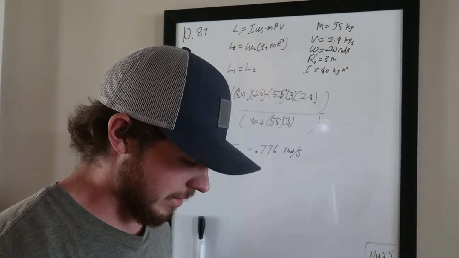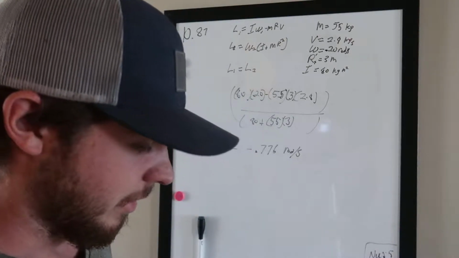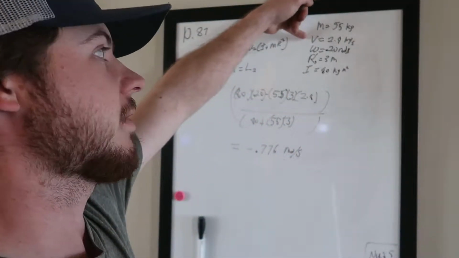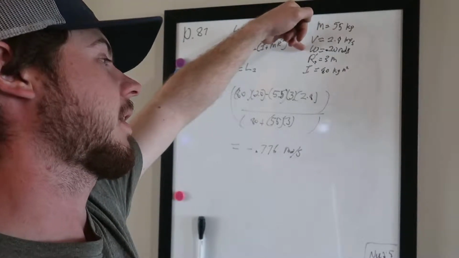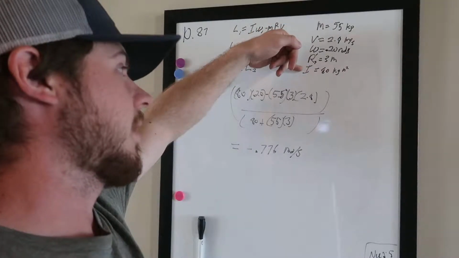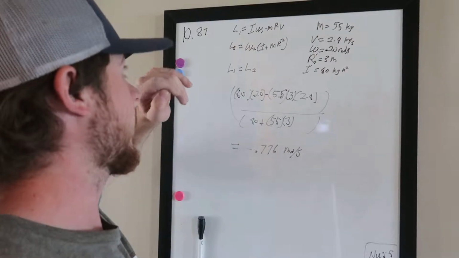Find the angular velocity of the system if the runner comes to rest relative to the turntable. So we know that the mass is 55 kilograms, the velocity is 2.8 meters a second, the angular velocity is 0.2 radians a second, the radius is 3 meters, the moment of inertia is going to be 80 kilograms times meter squared.